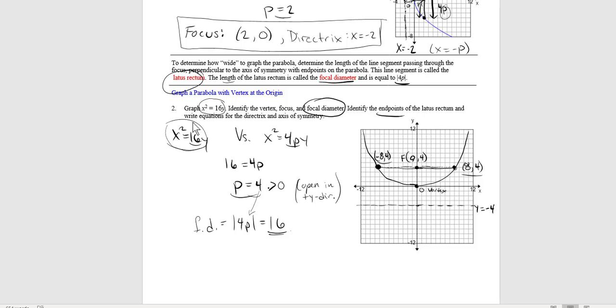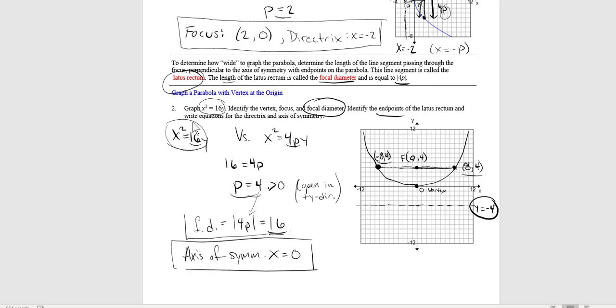Equations for the directrix and axis of symmetry. We have the equation of our directrix here, y equals -4. The axis of symmetry is just the straight vertical line that this shape looks like a mirror image across. So the axis of symmetry is easy. It's just the y-axis, which has equation x equals 0. We have our focal diameter. We got it all here. Okay, so there's our answer.